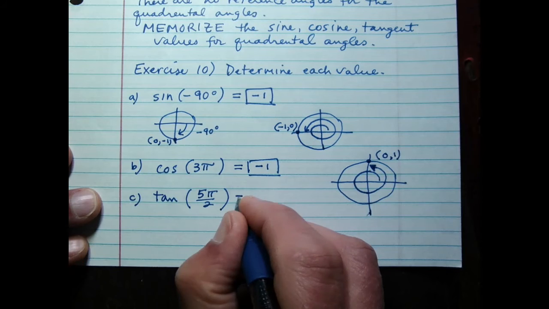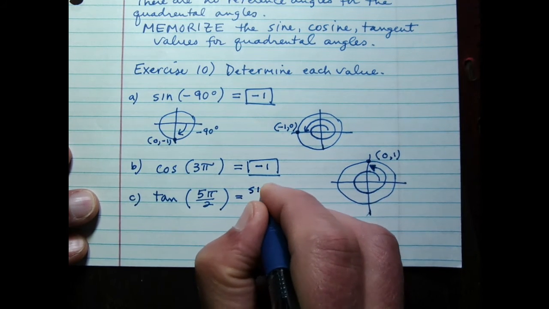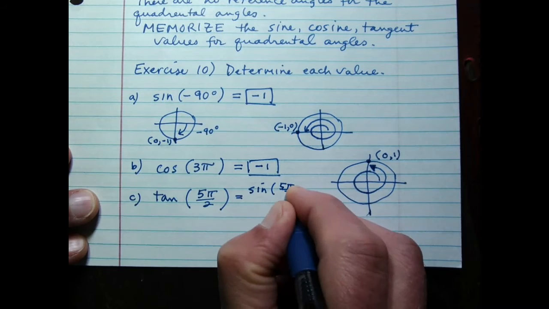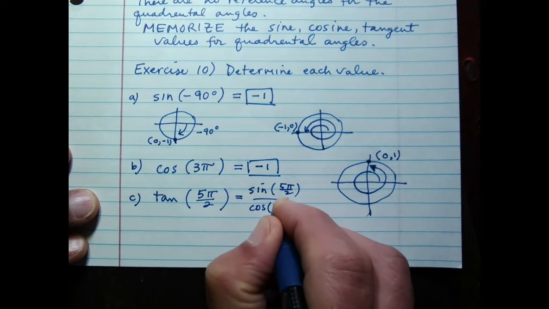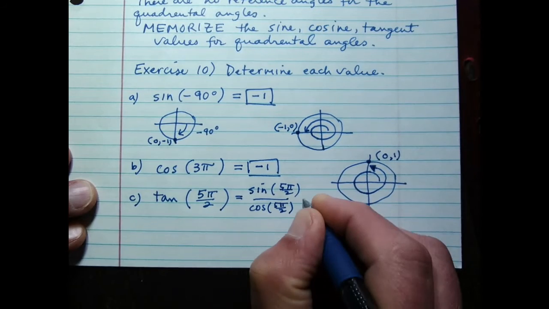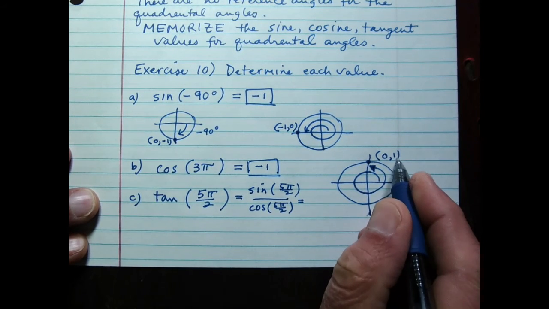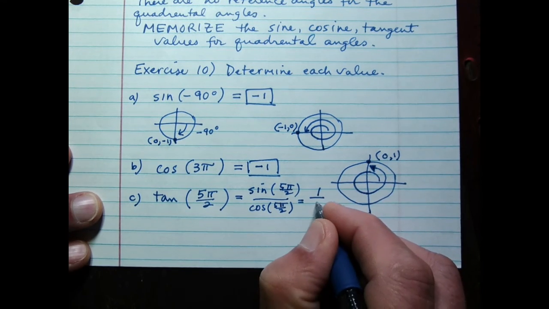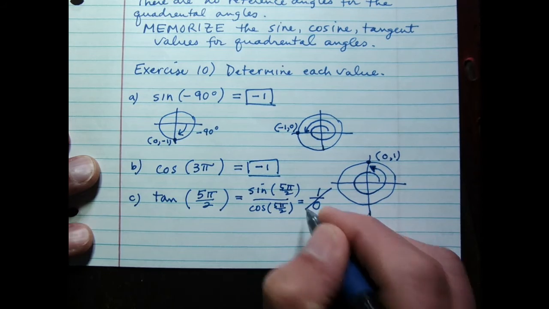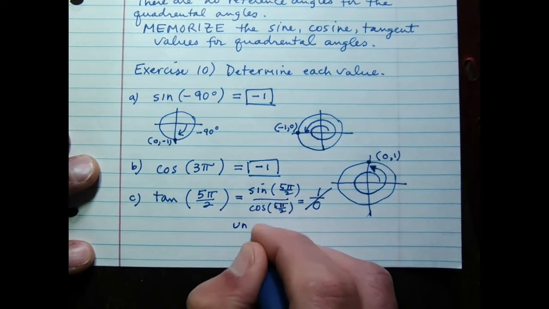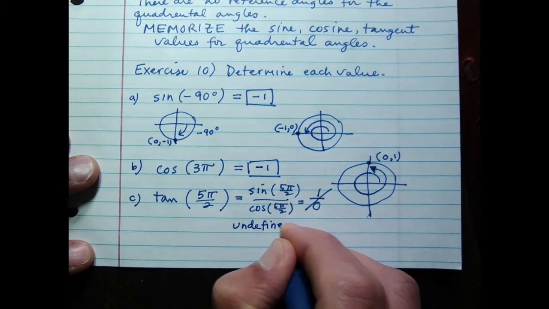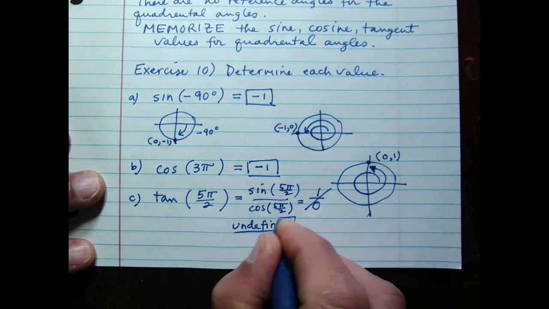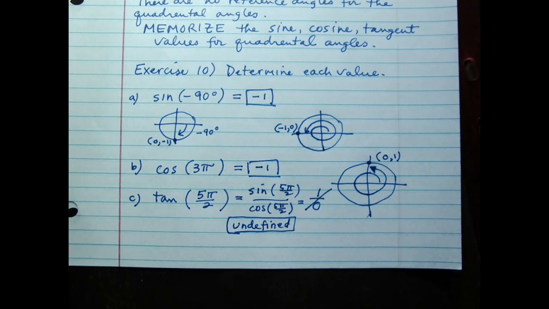So now for tangent of 5 pi over 2, just calculate sine of 5 pi over 2 over cosine of 5 pi over 2. Don't memorize tangent values separately. The sine of 5 pi over 2 is the y-coordinate, 1. The cosine is the x-coordinate there, 0. 1 over 0 is undefined, so you have to write this word. The tangent of 5 pi over 2 is undefined. And so that's quadrantal angles, which we will work with a lot from now on.